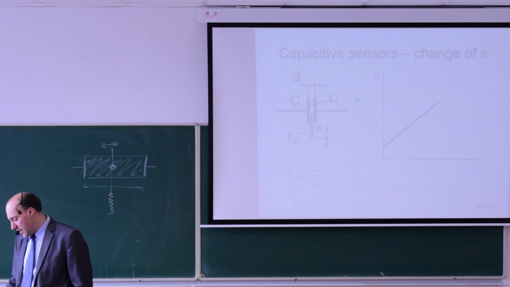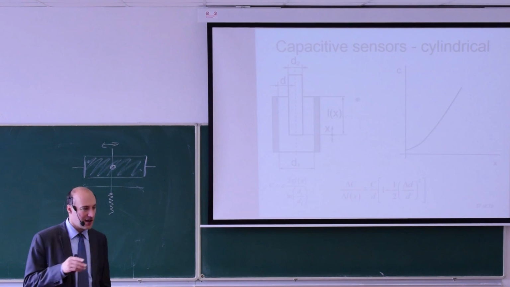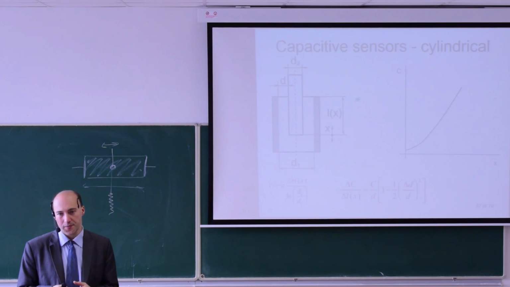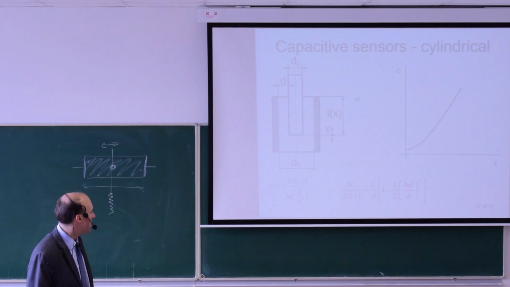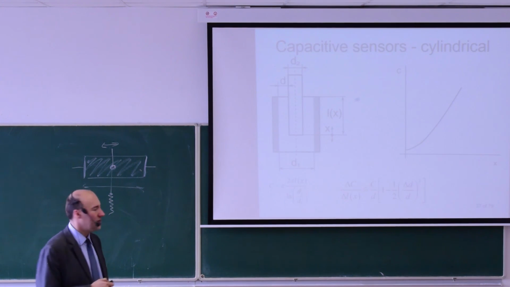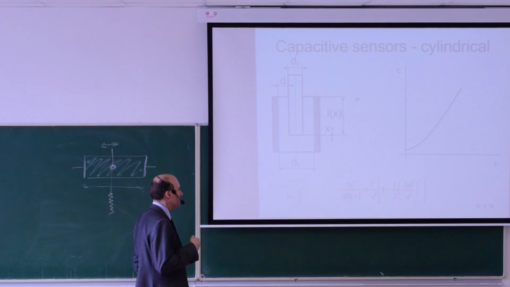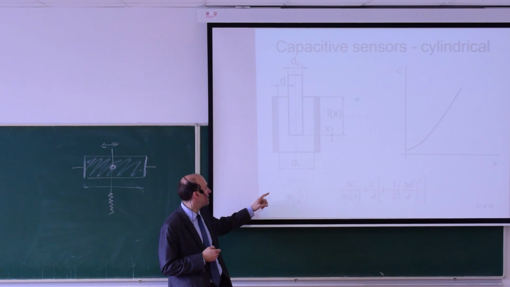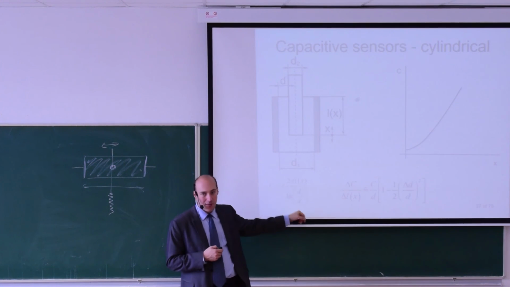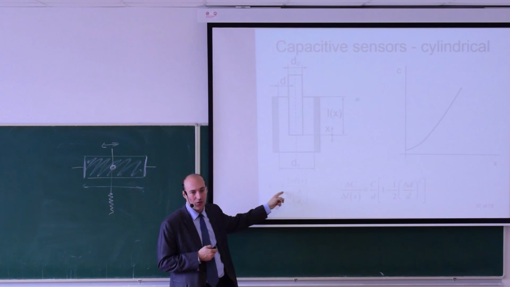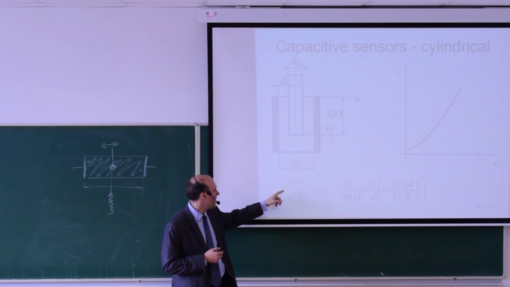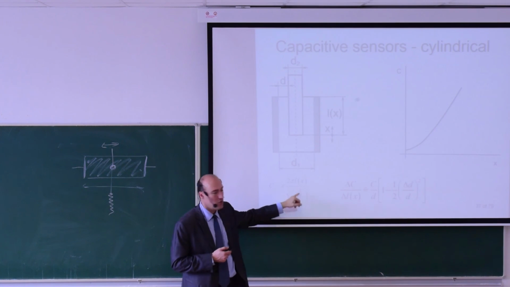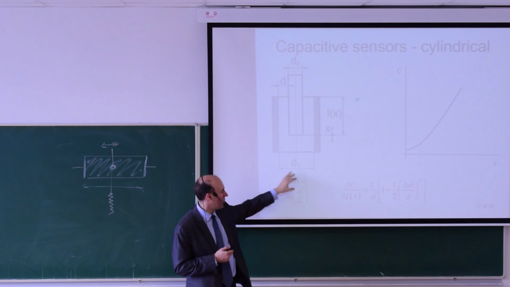Now, very often we do not have capacitors with planar electrodes, but we have cylinders. So if it is a cylinder, the capacity of the capacitor is calculated in a little bit different way. You see the formula here for a cylindrical capacitor, but it has the same structure. You see here I have epsilon, which is the material, the permittivity. I have the length, which is the length of the cylinder, and I have the ratio between the diameters. So this is a more complex formula.